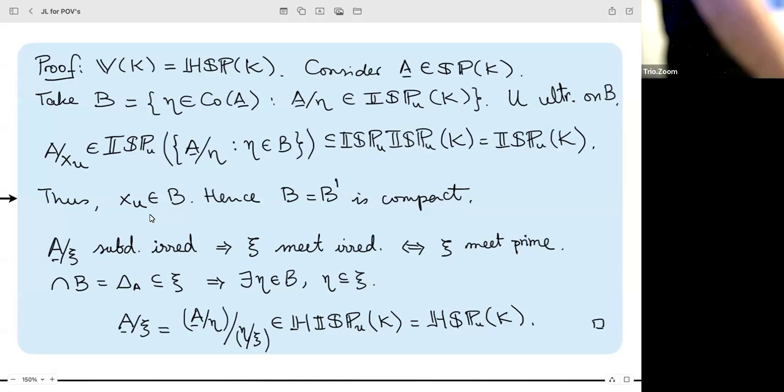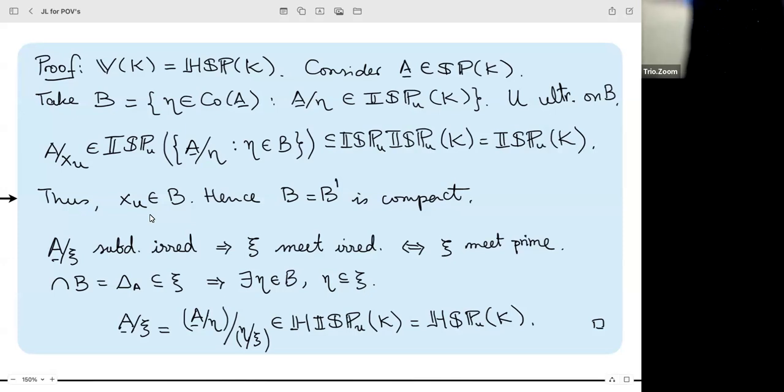Consider now B, all the congruencies so that when you take the quotient, this is indeed a subalgebra of an ultraproduct. Let's just take those congruencies so that when you take the quotient, this is going to be isomorphic to a subalgebra of a product of elements. And now take an arbitrary ultrafilter over that set B. Now, by the previous result, the quotient of A with respect to that congruence is going to be isomorphic to a subalgebra of an ultraproduct of this set.